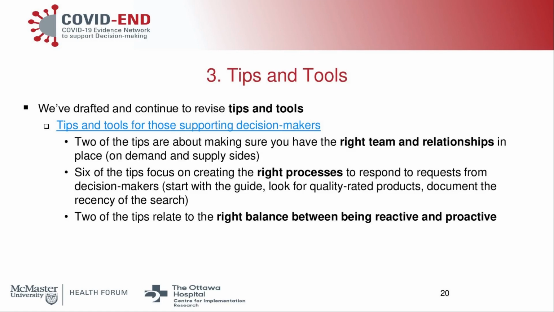looking for quality rated products, so doing critical appraisal, documenting when the search was done. So some of those things that make it very, very easy for a decision maker to be able to see how recent not only was the document, but the search, what is the quality of the evidence, those types of things. And then there are 2 more tips related to the right balance between being reactive and proactive.